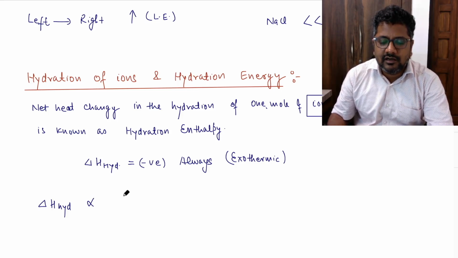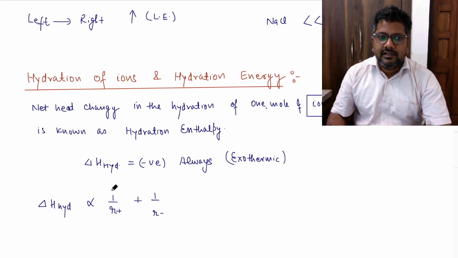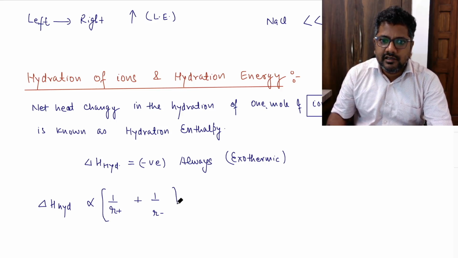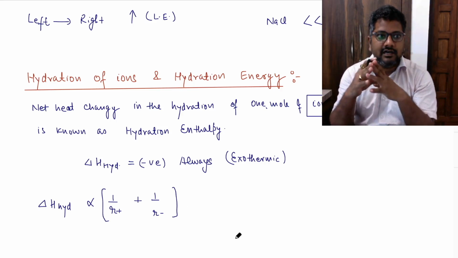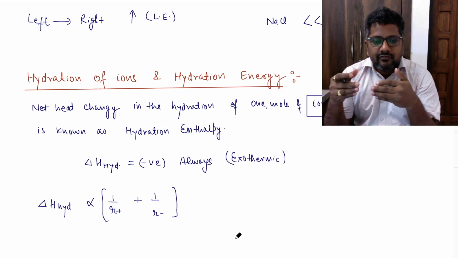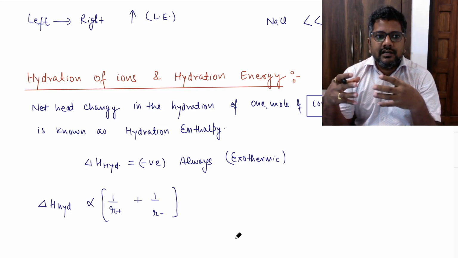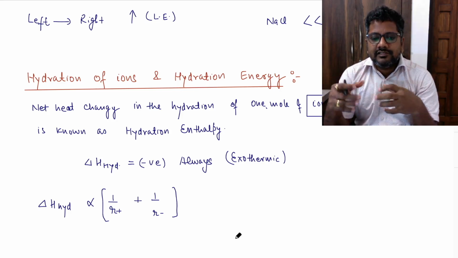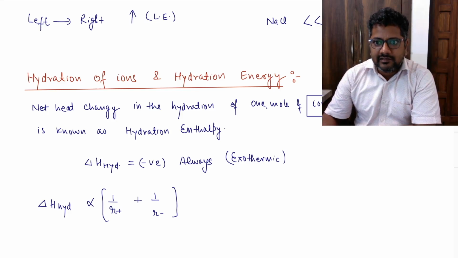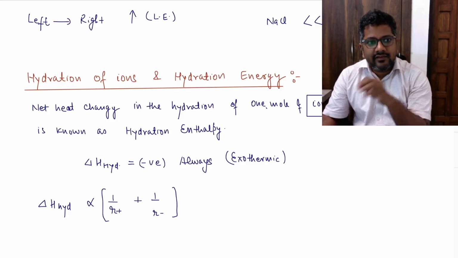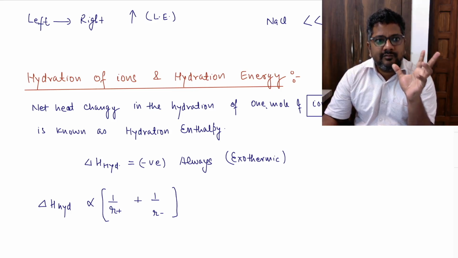directly proportional to 1 by r plus, the radius of cation, plus 1 by r minus, right? So in hydration enthalpy we are not treating these ions as a single unit. We are treating ions as independent units, because in the hydration, ion in the gaseous and ion in the aqueous, every ion contributes in the hydration enthalpy independently.